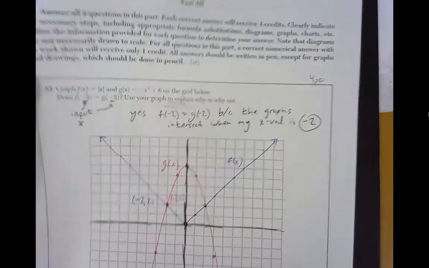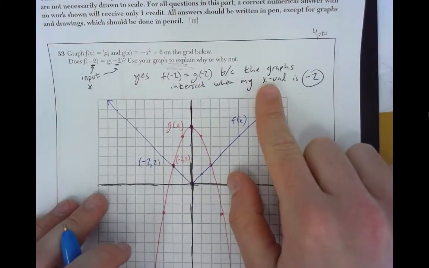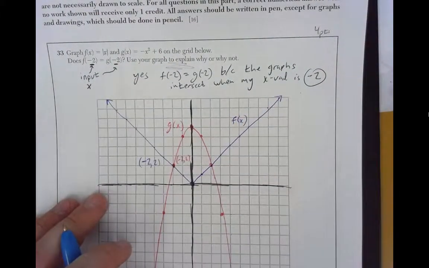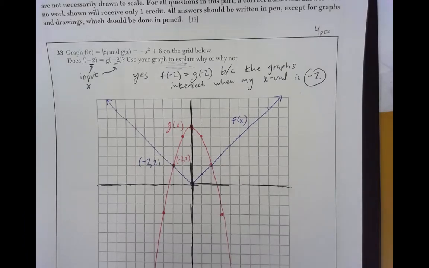And that's it. You have your beautiful graph. You have your nice explanation here. That is 4 full points. It's a lot of easy points to get from this question.